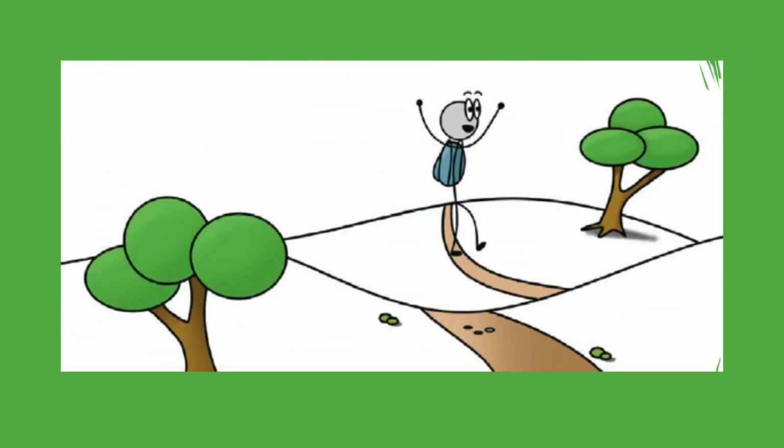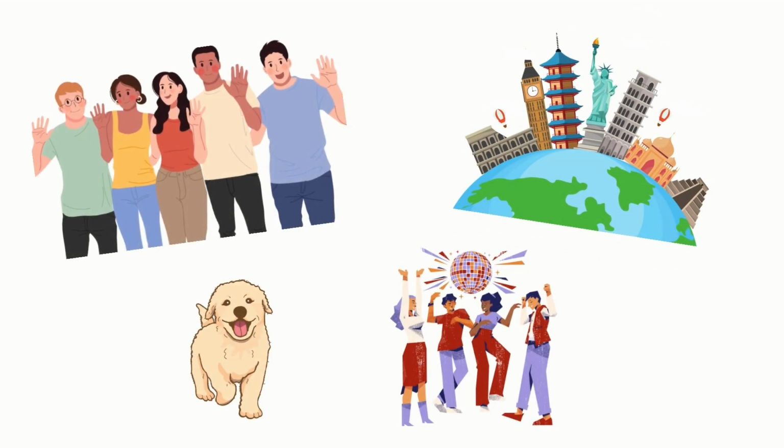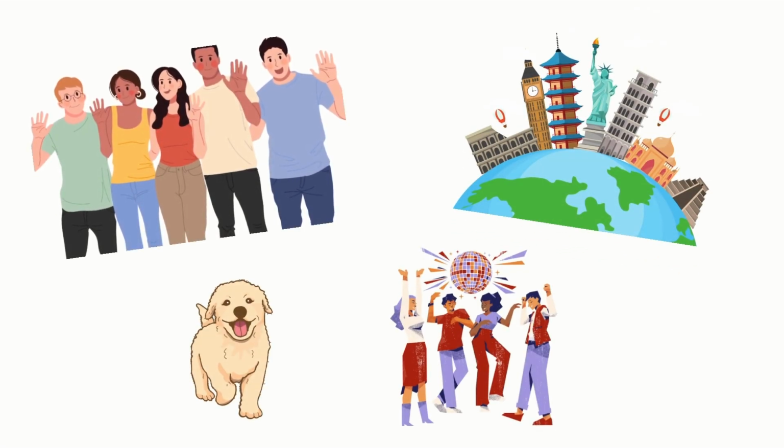Imagine you have a backpack of resources that is carried with you wherever you go, so you can remain safely and confidently on your learning path. Your backpack provides you with the resources needed as you negotiate the obstacles or challenges that elicit sympathetic or dorsal vagal responses. These resources come from the positive people, places, and experiences that shape the nervous system.